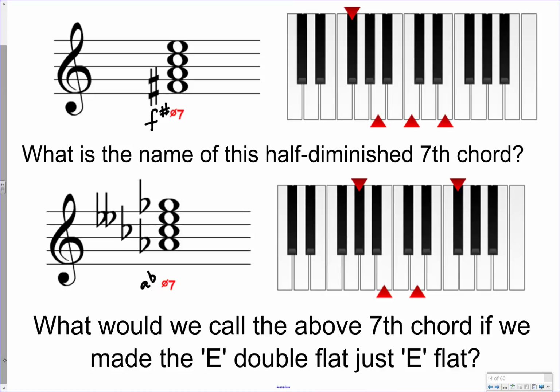So my question to you is, looking at the above example, the A-flat half-diminished 7th, what would we call the above 7th chord if we made the E double flat just E-flat? Well, then it would be an E-flat minor 7th chord. I'm sorry, an A-flat minor 7th chord. Because remember, the only difference between the minor 7th chord and the half-diminished 7th chord is the 5th scale degree is lowered or raised, depending on what 7th chord you want to achieve.